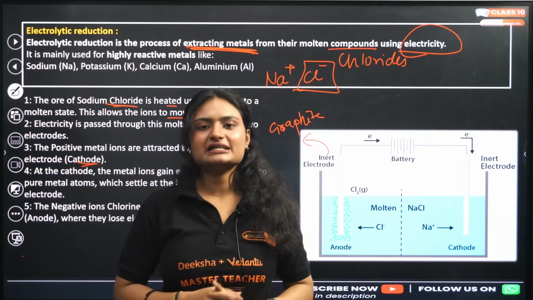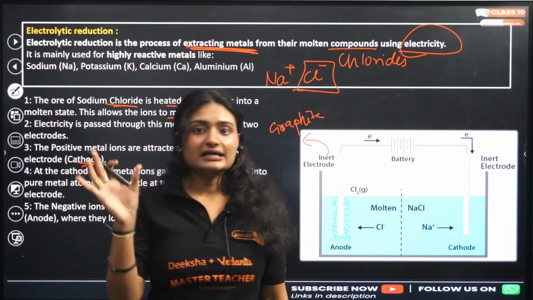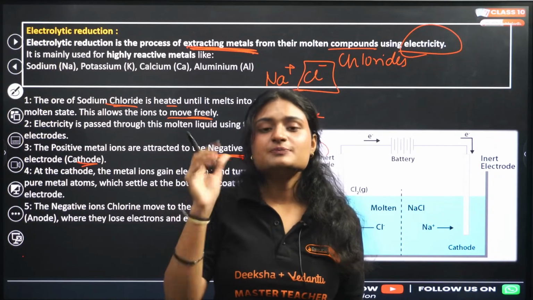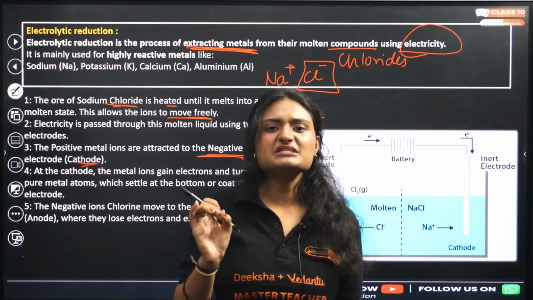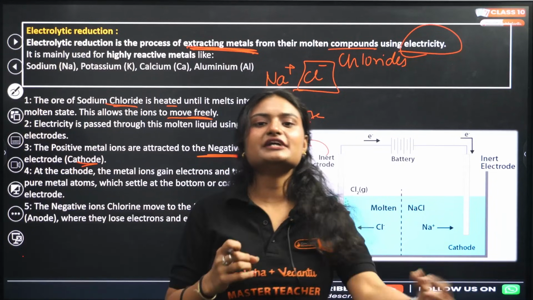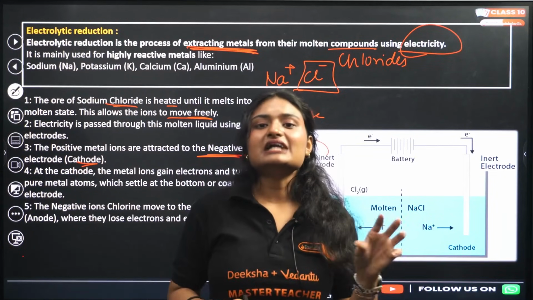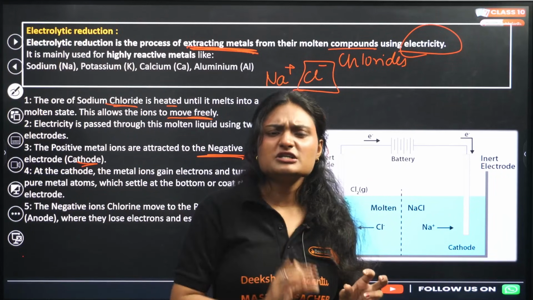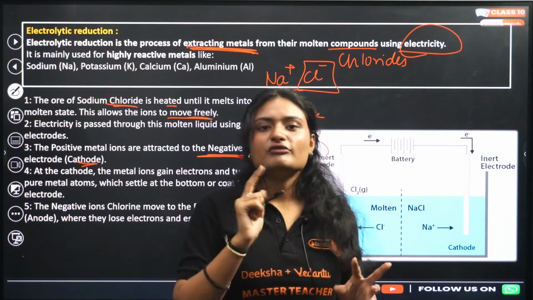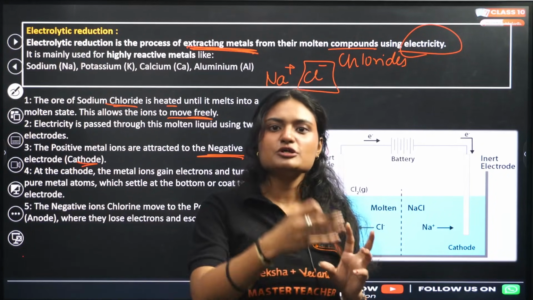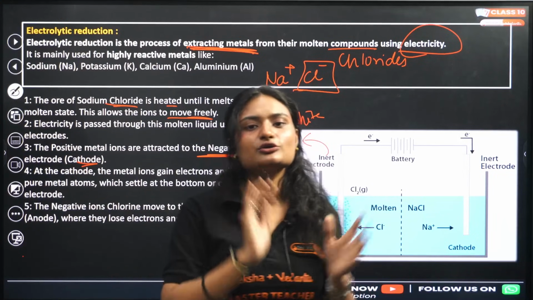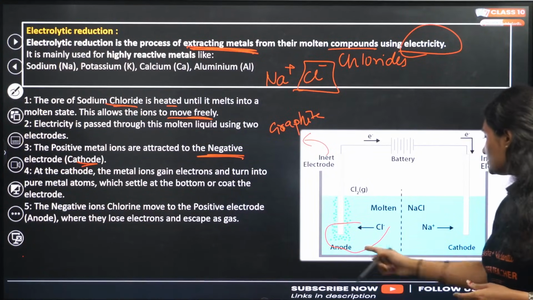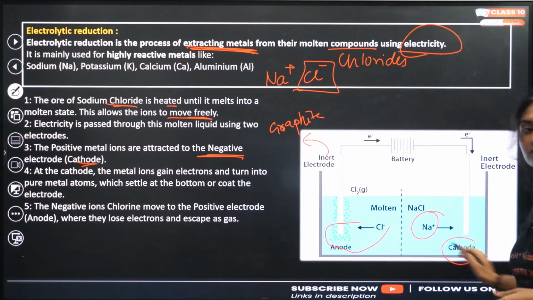I hope it is clear now why anode and cathode. Again, I'll repeat it for you. Anode is negative. Sorry, anode is positive. What happens at positive? Negative will come. Cl negative will come to the anode. At cathode, cathode is negative, so positive ion will come to it. And what is positive here? Na positive. So Na positive will go to the cathode, Cl negative will go to the anode. This is what is happening here.